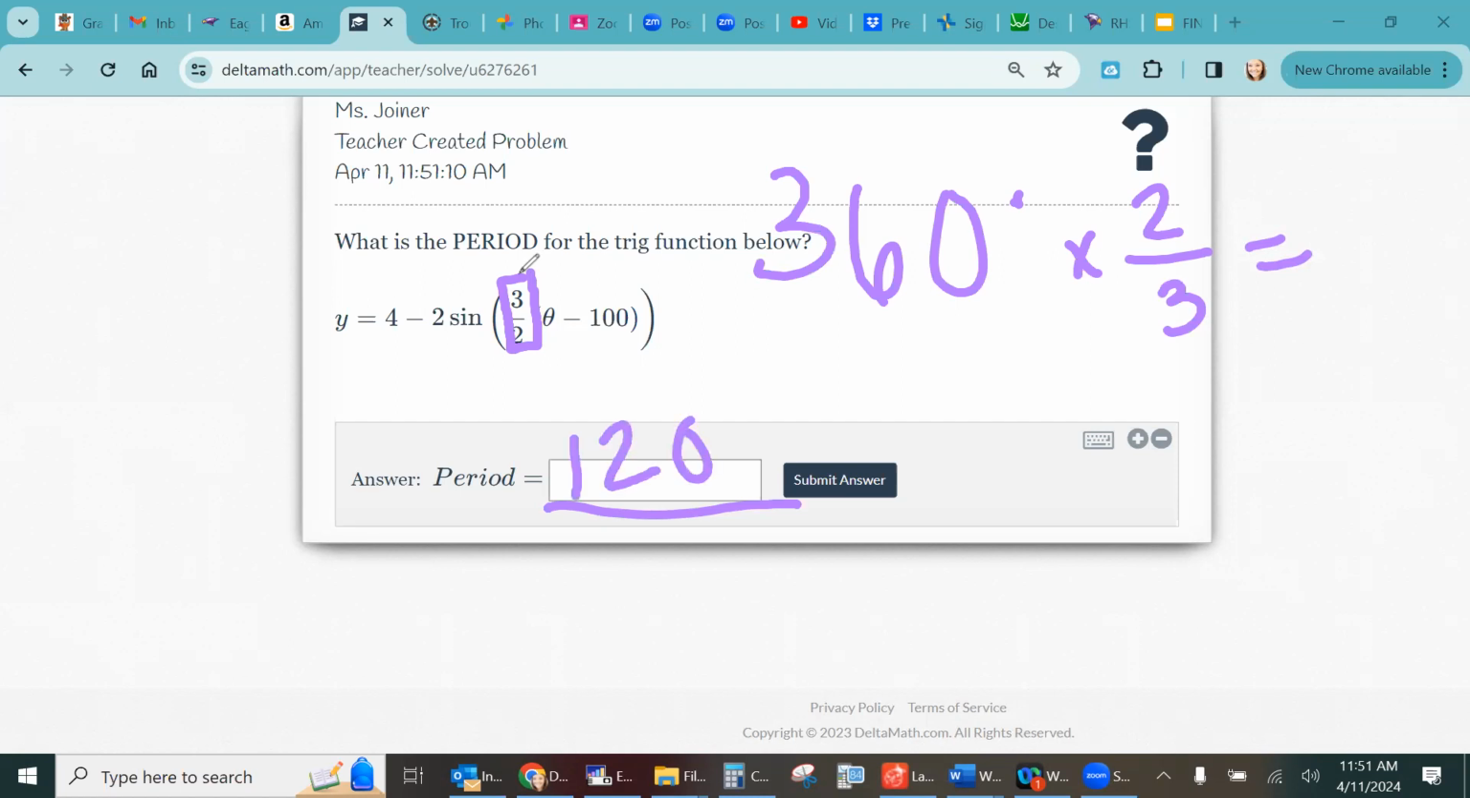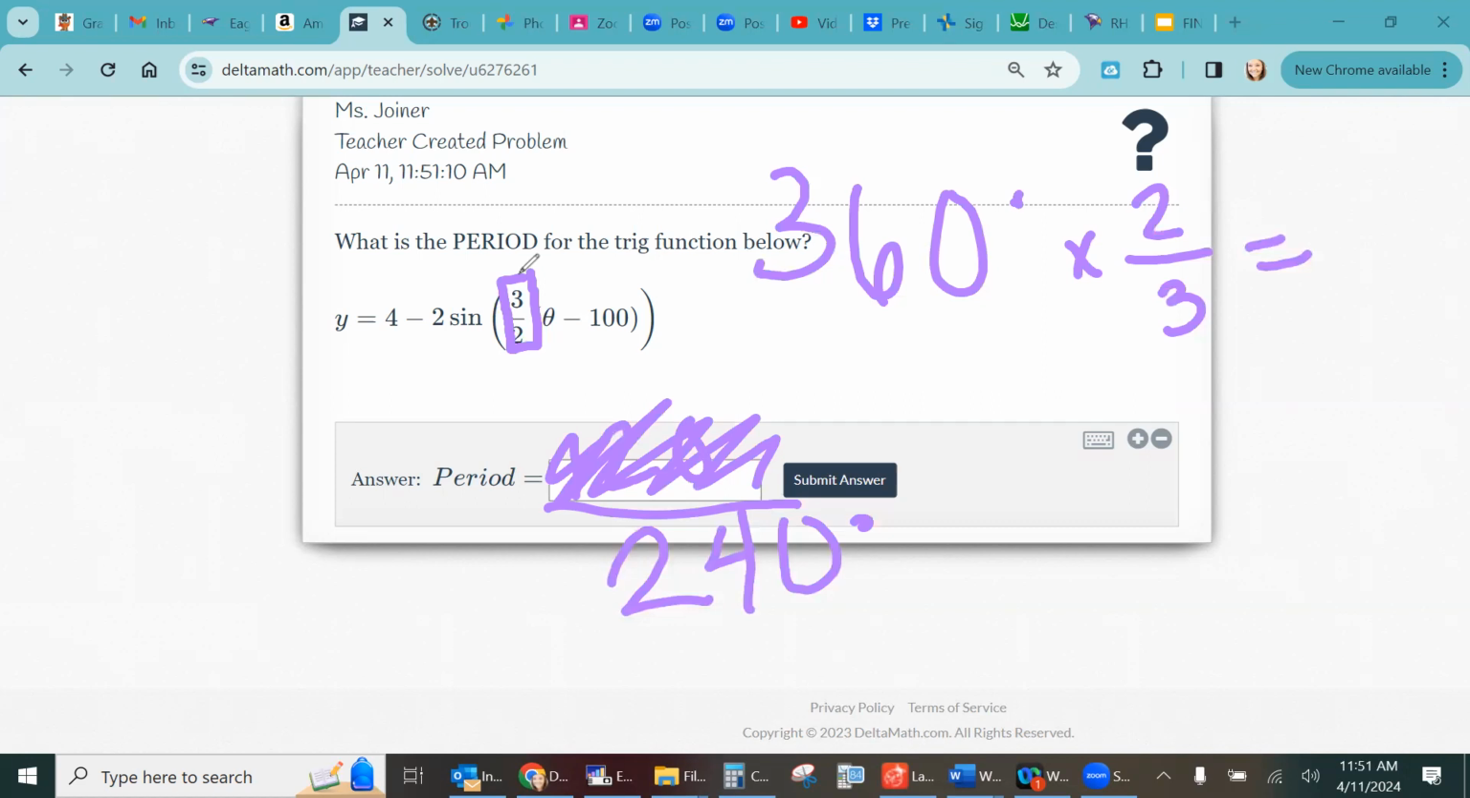Okay, that's not it? What is it? Okay, it should be 240. Okay, then from there on, you should be solving. If you need help, raise your hand.